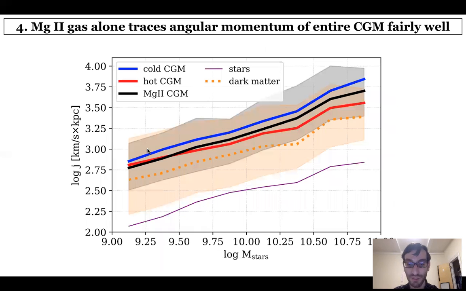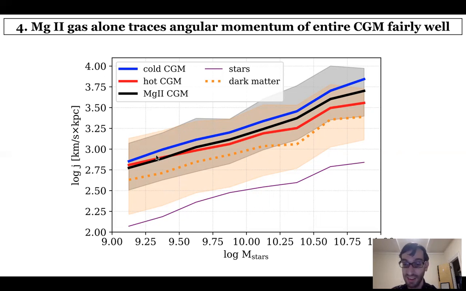Finally, I'll show this plot of the angular momentum of different components of the halo as a function of galactic stellar mass. So if we just focus on the magnesium-2 line in black, the median, what's clear here is that the angular momentum of circumgalactic magnesium-2 by itself matches that of the rest of the CGM, the cold part and the hot component, very, very well for over 2 orders of magnitude in galaxy stellar mass, right? 10^9 to 10^11 solar masses.